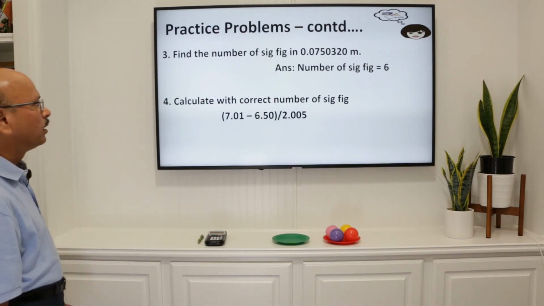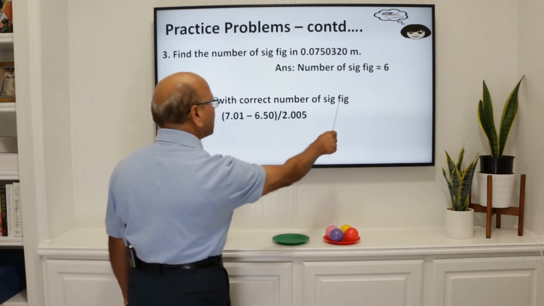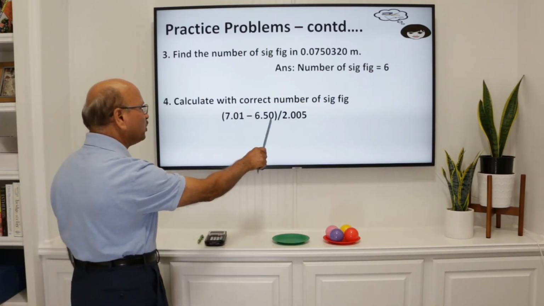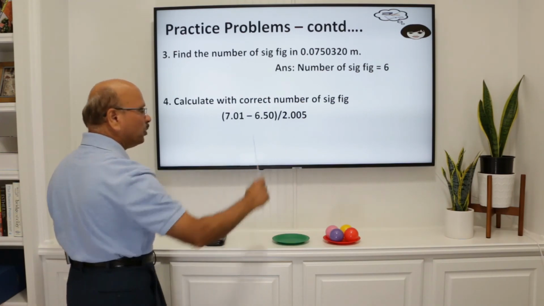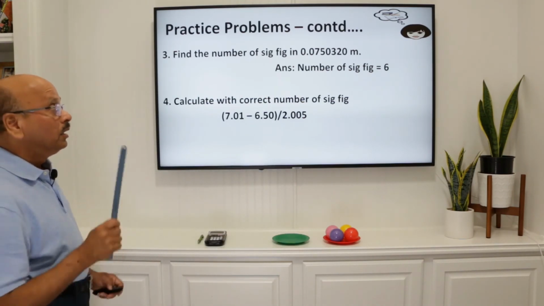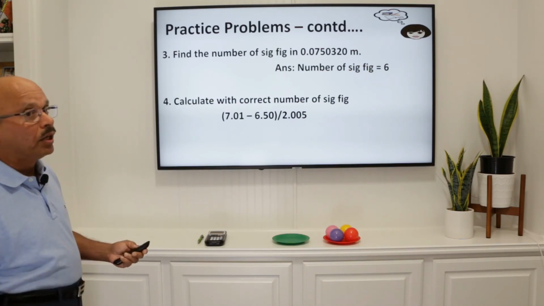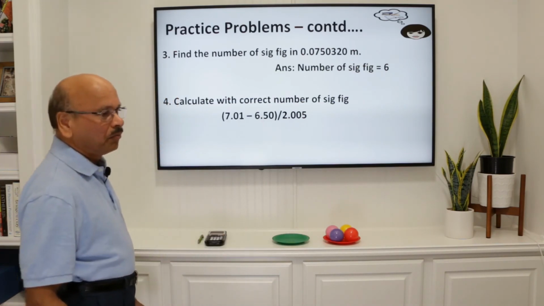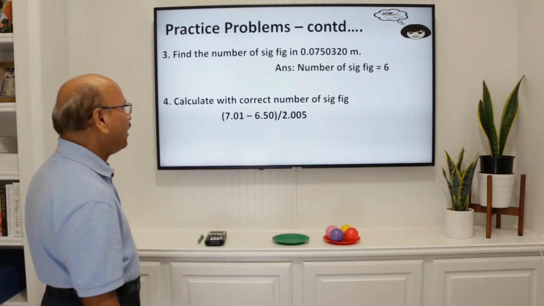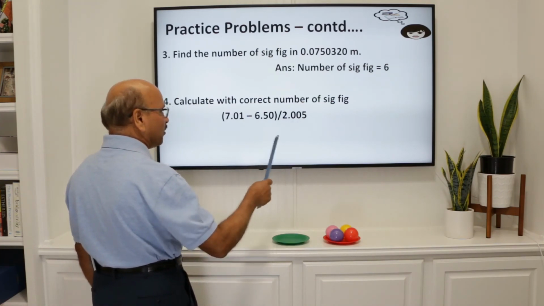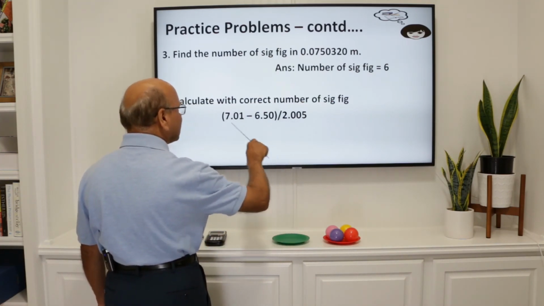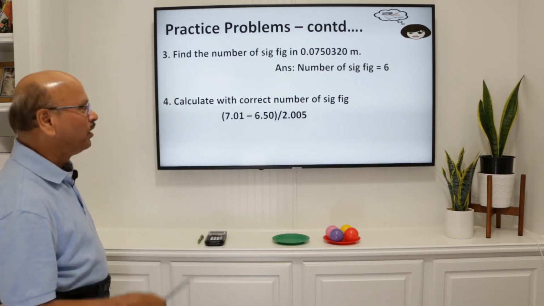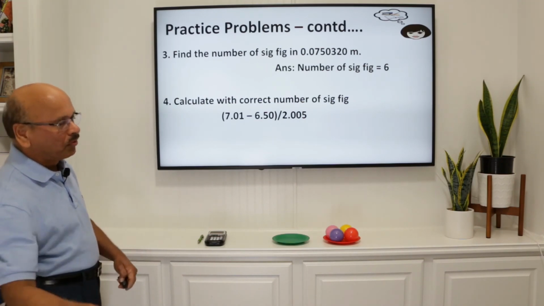Okay, let's go to the next one. Calculate with the correct number of significant figures. Look at that. We have 7.01 minus 6.50 in parentheses, divided by 2.005. Now, this calculation has two types of calculations according to our rule. Remember, the first part is a subtraction, which has a different way of calculating the significant figures. And the second part is whatever you get out of the subtraction, you have to divide by 2.005, and then multiplication and division has a different rule.